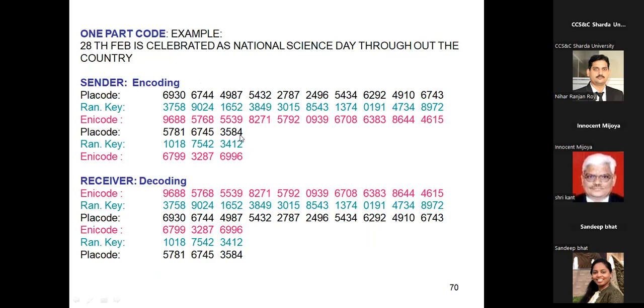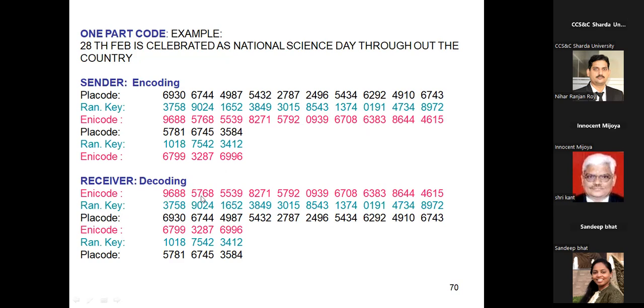Then I have used a random key generation, which simply generates numbers, and from that I've chosen this automatically. And if you do the simple addition, like 6 plus 3 is 9, 9 plus 7 is 16, so I will take only the 6 and discard the 1. 5 plus 3 is 8. So this red one is my enciphered code, and this will be communicated to the receiver side.